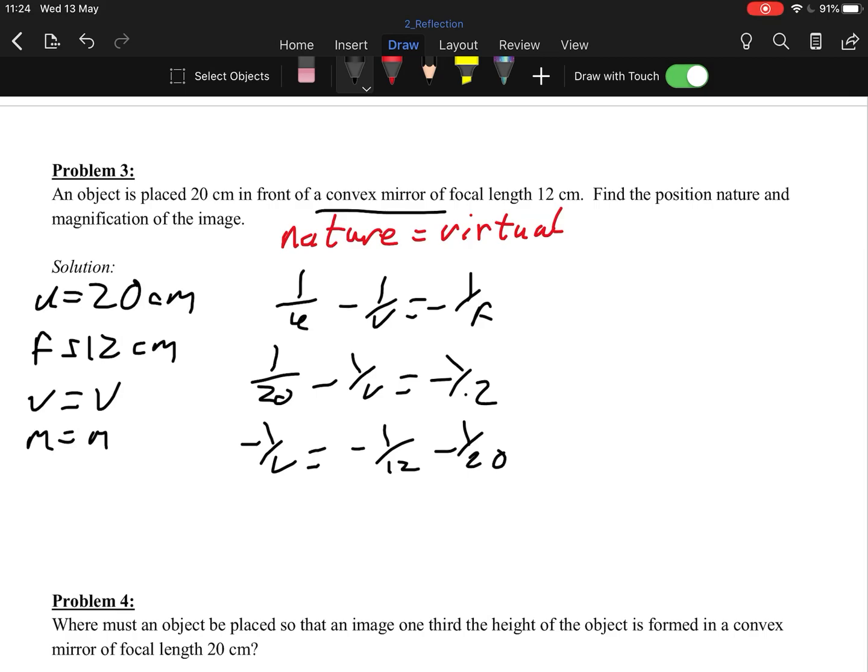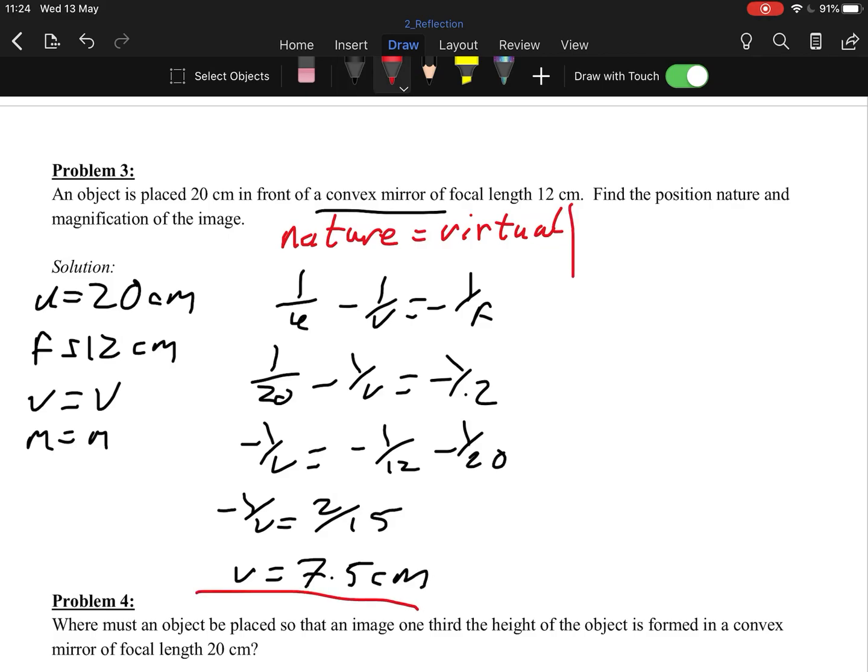That should give me 2 over 15. Minus 1 over V equals 2 over 15. So V is 7.5 centimeters. Now, you see, this is why it's important to know it's a convex mirror.